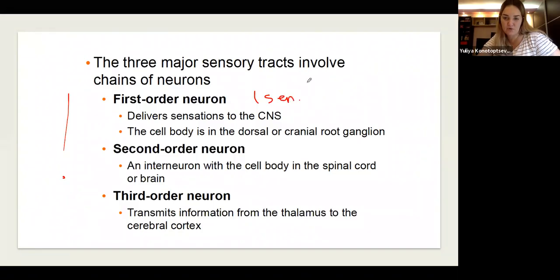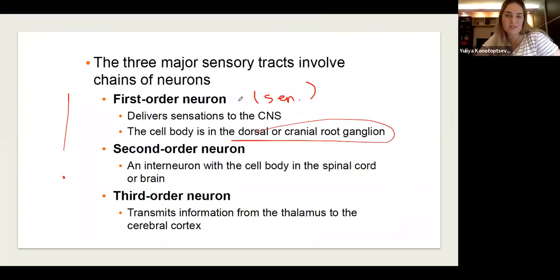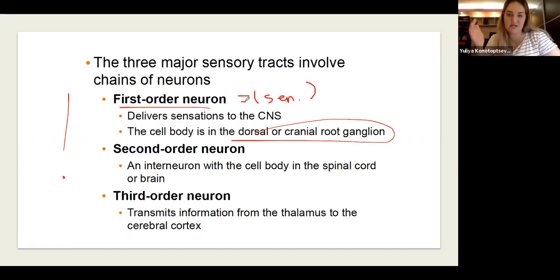First order neuron is going to be your sensory neuron. The sensory neuron that you know, where is its cell body? Dorsal root ganglion. So you need to remember that sensory neuron is first order neuron. They're identical, just another name. Remember I told you neuroanatomy, lots of names? So there you go. Sensory neuron is first order neuron.